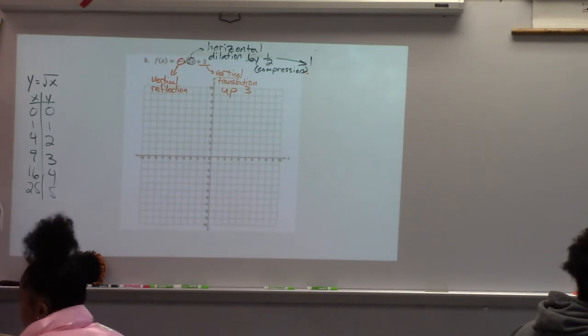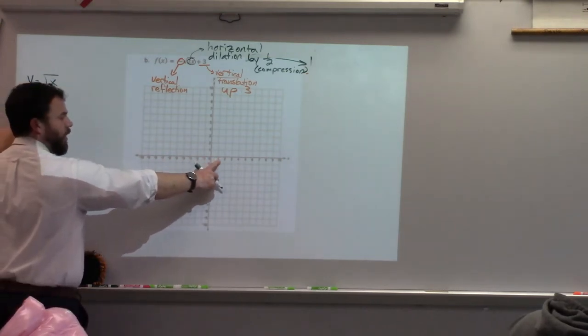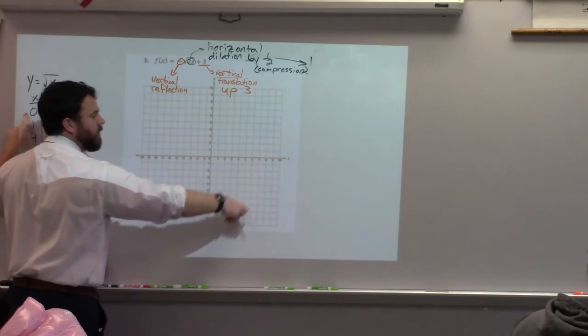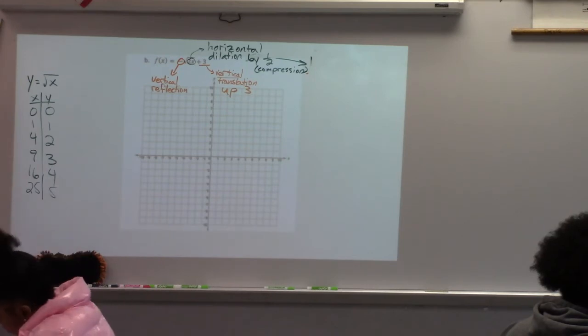On this one, isn't 0 the leftmost value? Then you can change this to 1, then 4, and then 9. Notice we're not doing negatives, because we talked about that last week or two weeks ago. The square root of those negatives is imaginary.